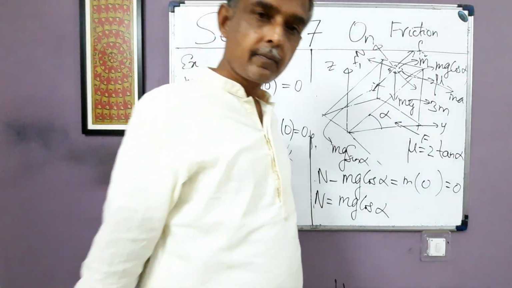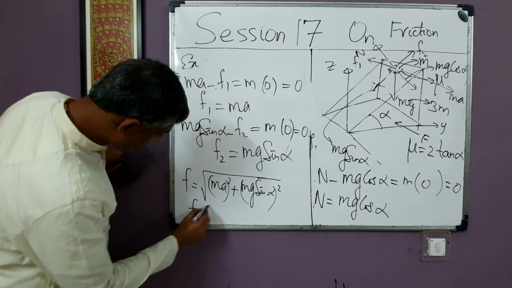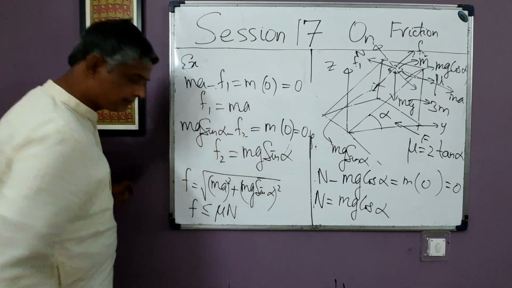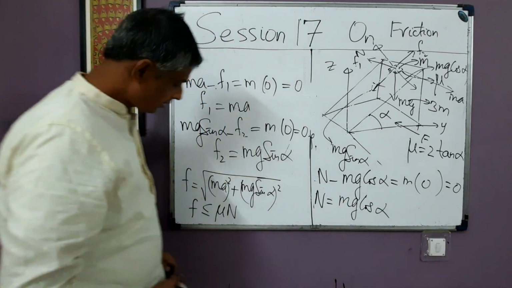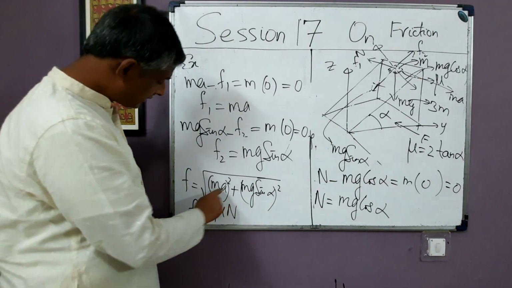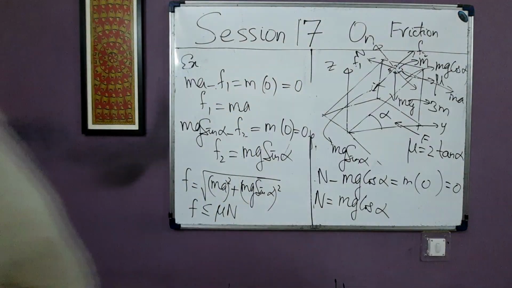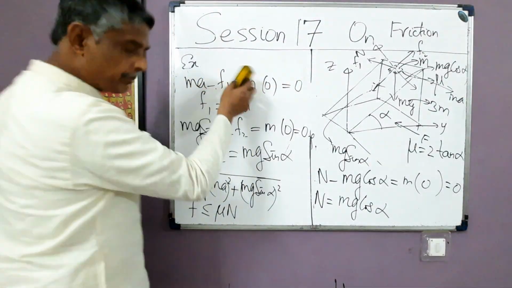Okay. So N becomes how much? Mg cos alpha. Fine. So now what is our aim? Our aim is to find F is less than or equal to mu N. So N we have already determined. To determine F, we must only know this value of A. Once A is known, then I substitute in this equation and then the problem will be solved. Okay, fine.